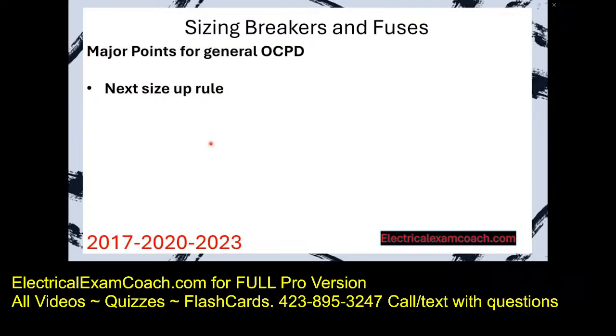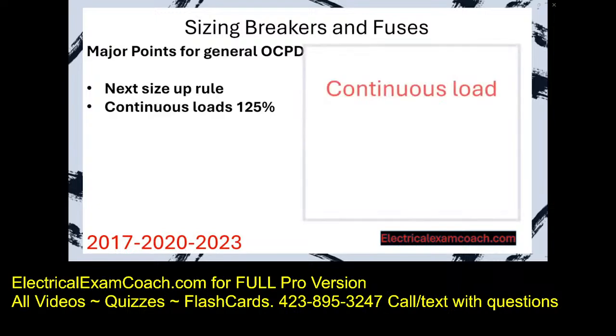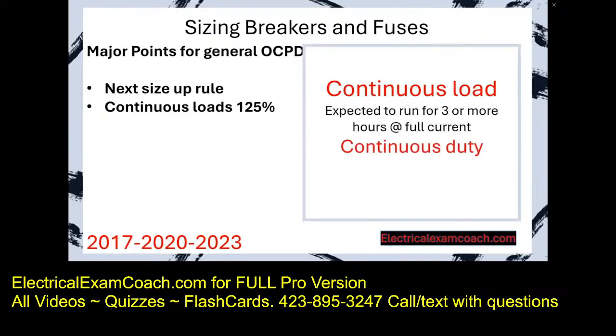The next major point is going to be continuous loads at 125%. There are two different names that you may see, continuous load or continuous duty. A continuous load is defined as expected to run for 3 or more hours at full current. And in the exam prep world, it's going to look like this. You have a load that's known to run for 5 hours, what would the blah, blah, blah, and it'll ask you for wire size or breaker size.